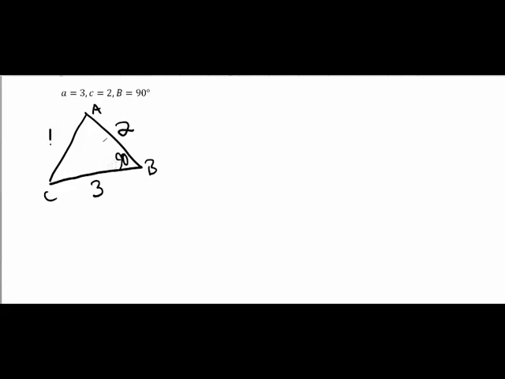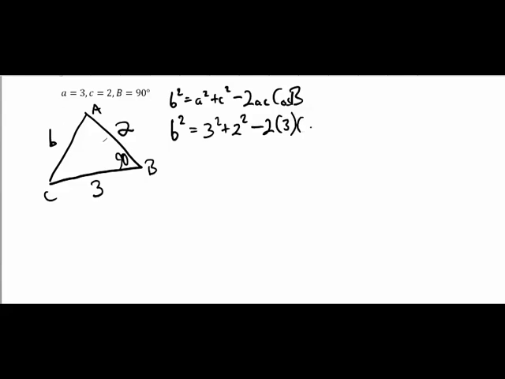So we're going to find missing side B, just like we did on the problem that we just finished. So B squared is equal to A squared plus C squared minus 2AC cosine B. Okay, so let's plug in what we know. We don't know side B, but we do know everything else. 3 squared plus 2 squared is my A squared and C squared respectively, minus 2AC cosine of 90 degrees. Okay, so now I have B squared is equal to 13, because that is what you get when you have 9 plus 4.